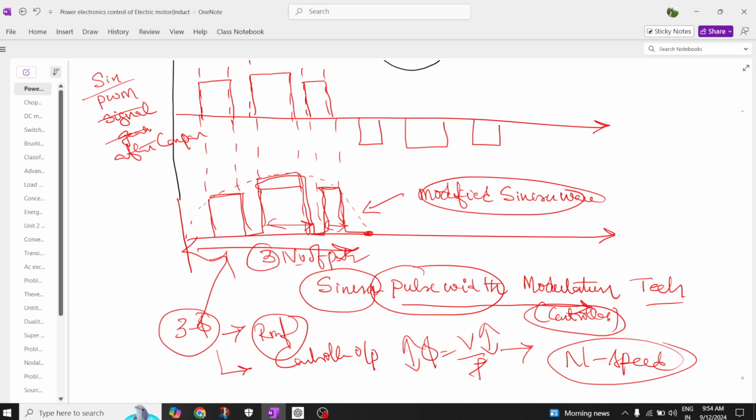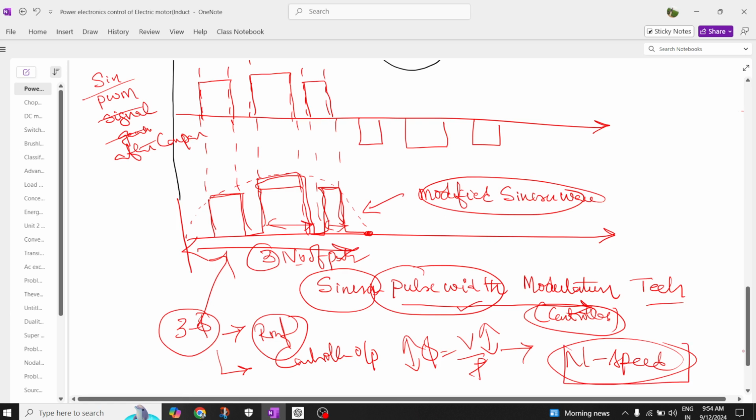This is called a sinusoidal waveform, and in this technique we are going to adjust the sinusoidal pulse width. That's why it is called the sinusoidal pulse width modulation technique. Ultimately, by using this technique, we are able to adjust the speed of the induction motor. So that's why this is called a sinusoidal pulse width modulation technique.